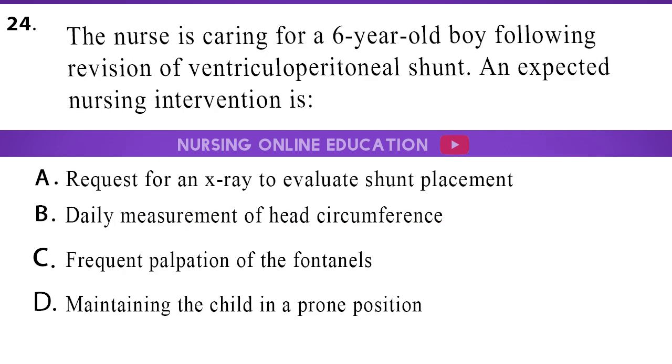24. The nurse is caring for a 6-year-old boy following revision of a ventriculoperitoneal shunt. An expected nursing intervention is: A. Request an X-ray to evaluate shunt placement. B. Daily measurement of head circumference. C. Frequent palpation of the fontanelles. D. Maintaining the child in a prone position. The answer is option B, daily measurement of head circumference.